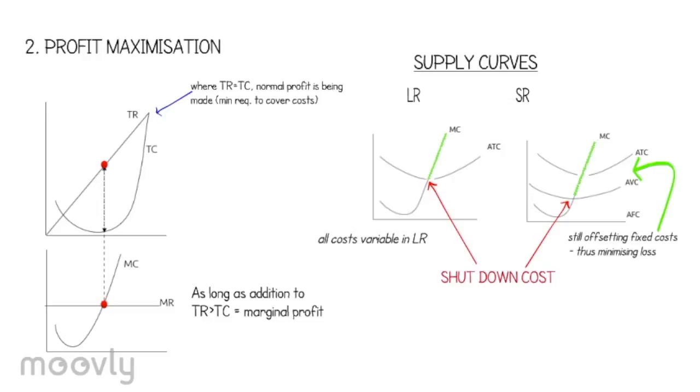Whereas in the long run, all costs are variable, therefore it should shut down if it's producing below its average total costs.